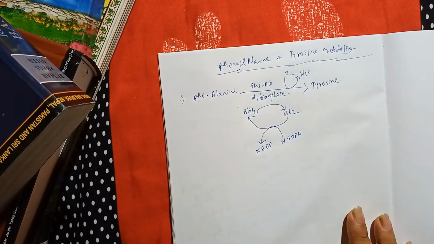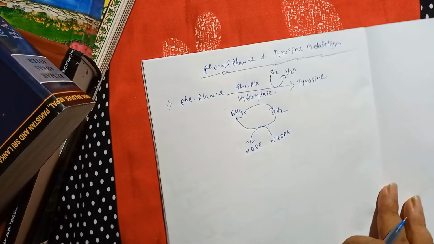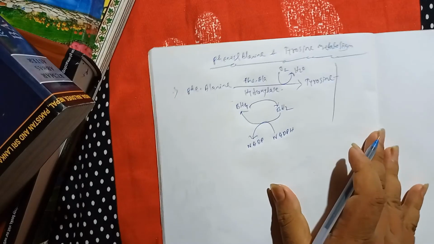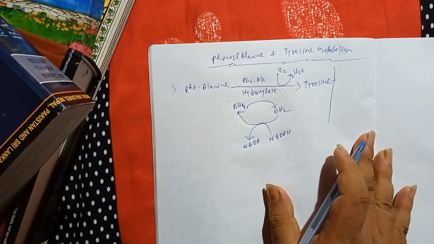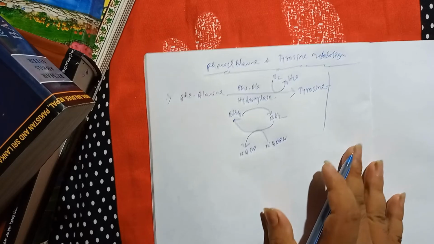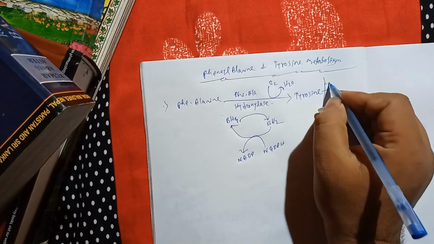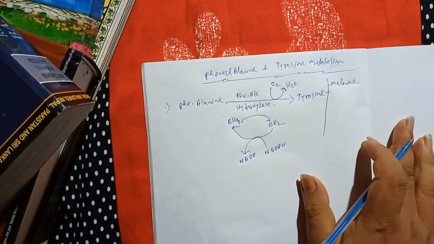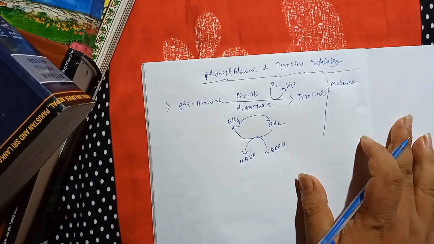Now you have to know something regarding tyrosine here. Tyrosine is responsible for the production of many things, and you have to know the names. First, tyrosine is responsible for producing melanin. You know that melanin is present in the skin and is responsible for absorbing ultraviolet rays, and that prevents skin cancer in our bodies.